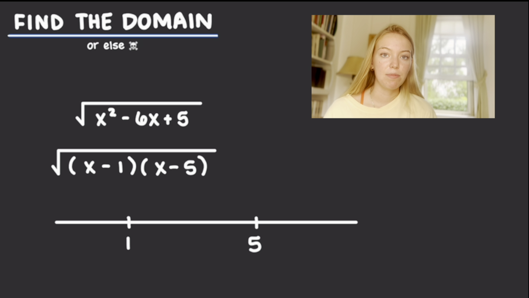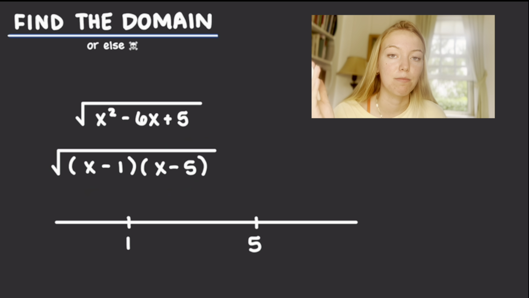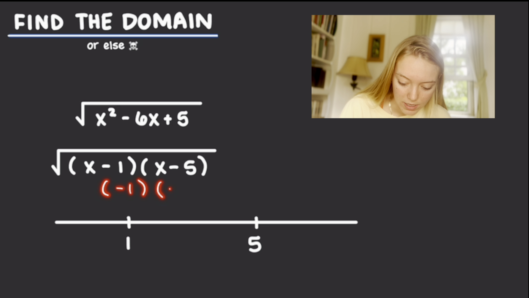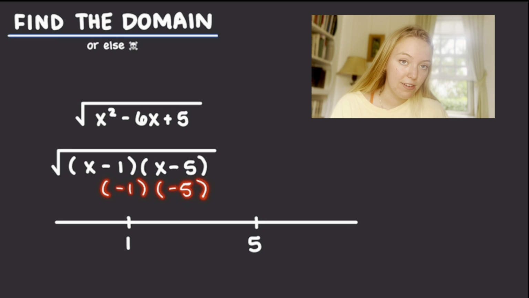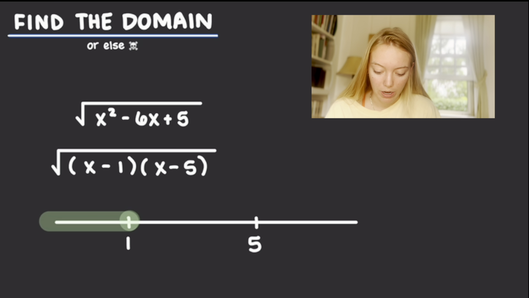Now we do the same thing where we plug in numbers on either side of 1 and 5, because we just need to double check that inside here can't be negative. So if we plug in a number to the left of 1, let's say we plug in 0, that's going to be -1 times -5. Well, a negative times a negative is going to be a positive, so everything to the left of 1, including 1, is going to work.